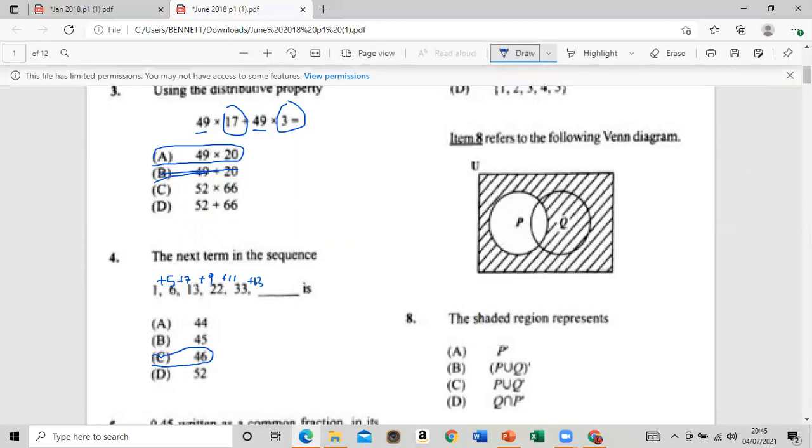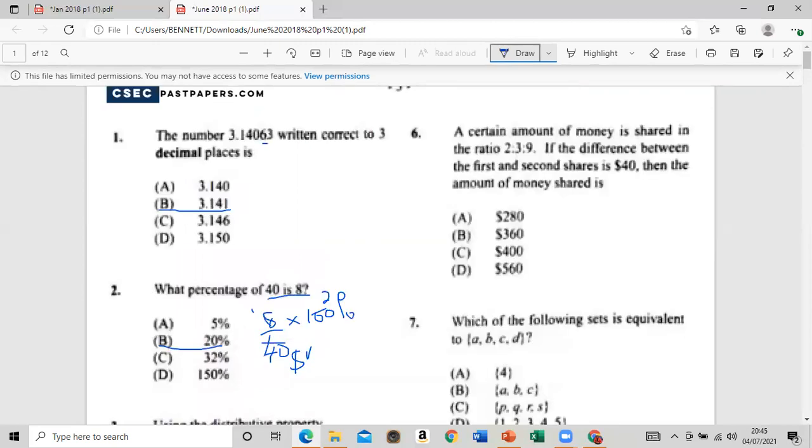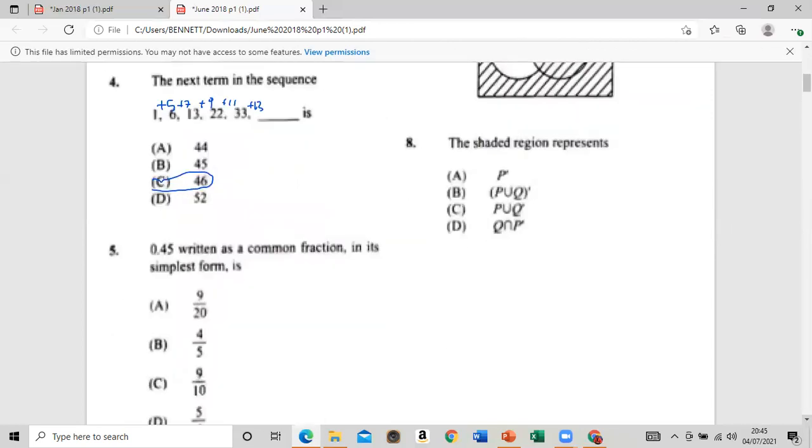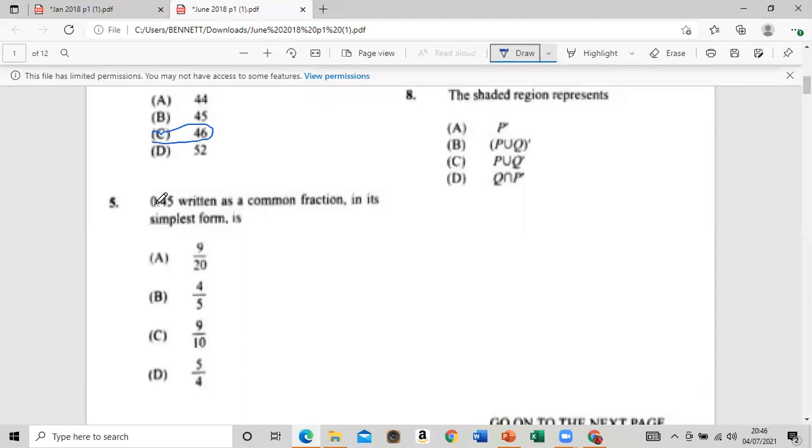Alright, so we go up to 5 now. 0.45 written as a common fraction in the simplest form. So we change this to a whole number, so it's 45 over 100. I will break this down, right? Divide by 5, so we get 9. 5 into this is 20. So it's D.